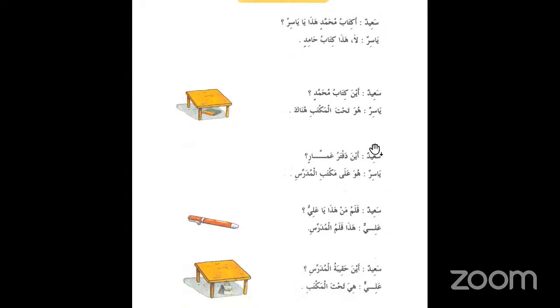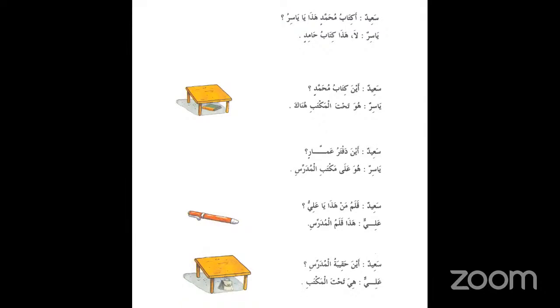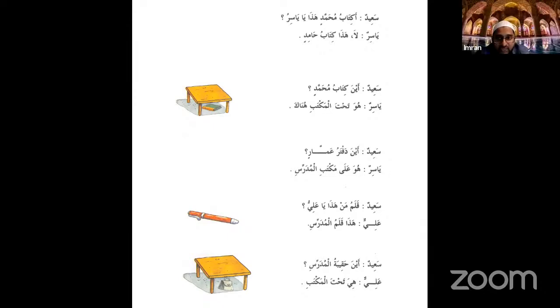Sa'id: Aina daftaru Ammarin? Where is Ammar's notebook? Correct. Huwa ala al-maktabi al-mudarrisi. It is under the teacher's desk. Correct. Sa'id: Qalamu man hadha ya Ali? Whose pen is this, O Ali? Hadha qalamul mudarrisi. This is the teacher's pen. Excellent. And then, aina haqibatul mudarrisi? Where is the teacher's purse? Hiya tahta al-maktabi. It is under the desk. Excellent. Is that clear for you?